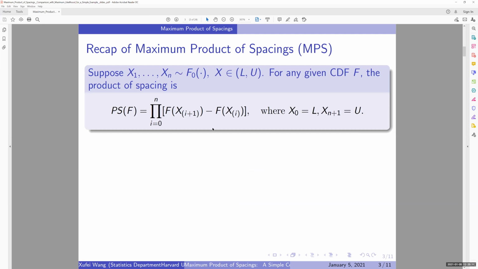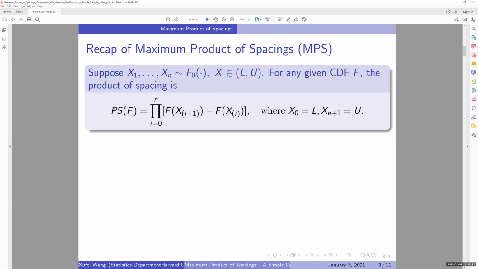So suppose we have a set of observations, x1 to xn. They follow a distribution X0, where X0 is the cumulative distribution function. And suppose that x is bounded by the lower bound L and upper bound U.